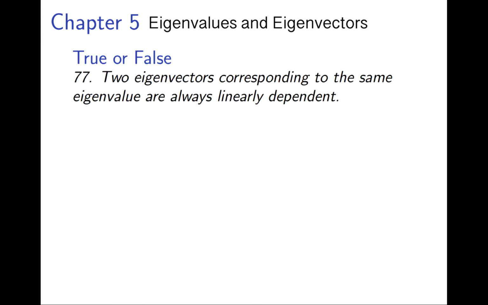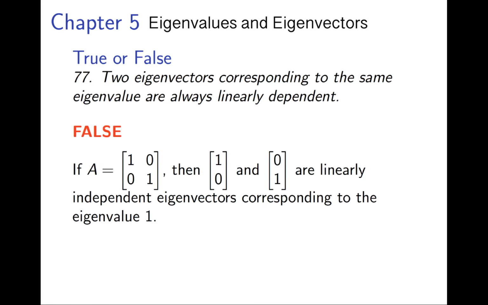Number 77. Two eigenvectors corresponding to the same eigenvalue are always linearly dependent. And that's false. So if we take A to be the identity matrix, then the vectors (1, 0) and (0, 1) are both eigenvectors corresponding to eigenvalue 1, but they are not linearly dependent.